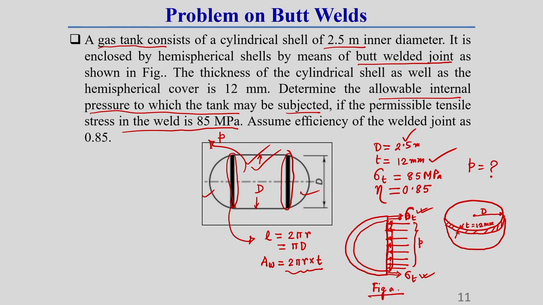From this figure, let us say figure A, if we write the equation of equilibrium, what can we get? What should be the total force acting in this weld? The total force acting in this weld will be the cross sectional area of this weld into sigma t into its efficiency. First we will find out sigma t into pi d into t, this is the cross sectional area. So this is the weld strength equation I am writing: sigma t into pi d into t into its efficiency. This will give you the load which is supported by this weld material, this weld thickness, the peripheral weld joint.